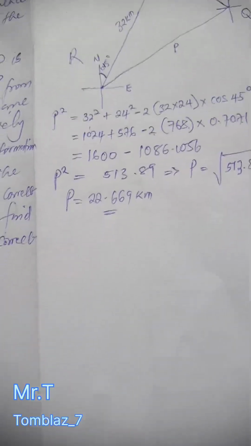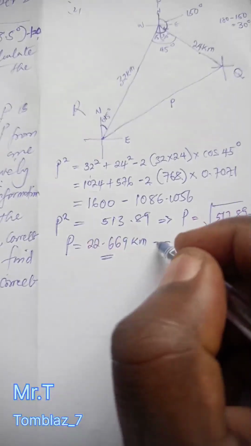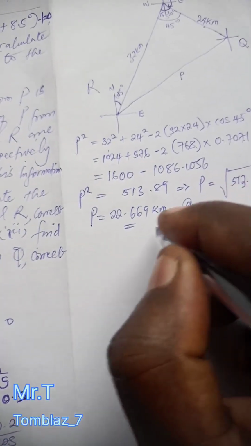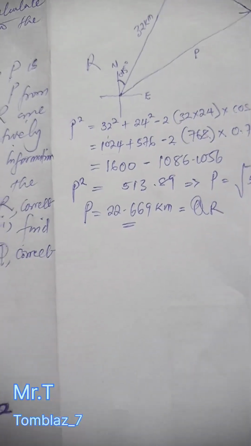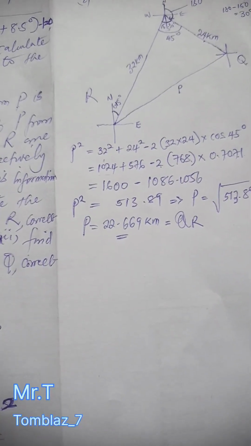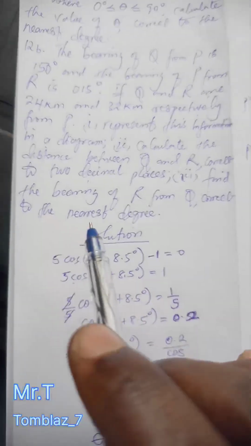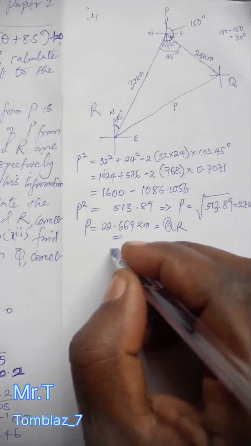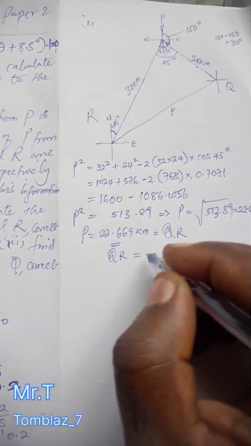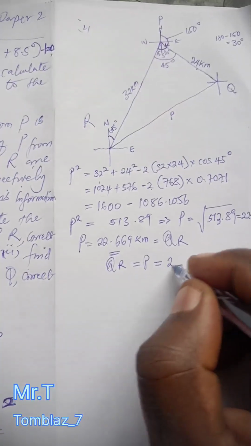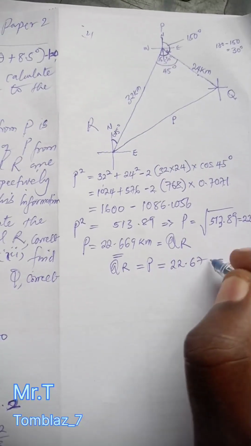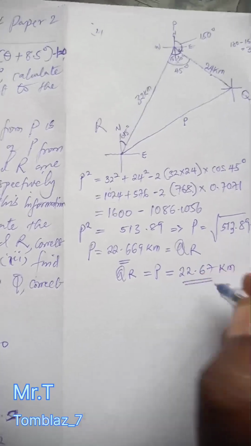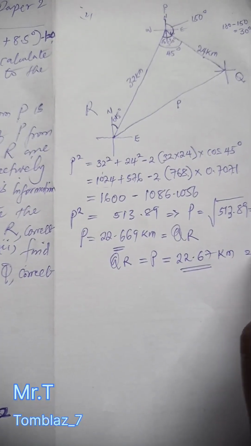All right, so recall that this P represents the distance they asked us to look for, which is QR. So we have gotten the distance. And they say it should be correct to 2 decimal places. So we have to correct this to 2 decimal places. So QR, which is equal to P, is 22.67 kilometers to 2 dp.